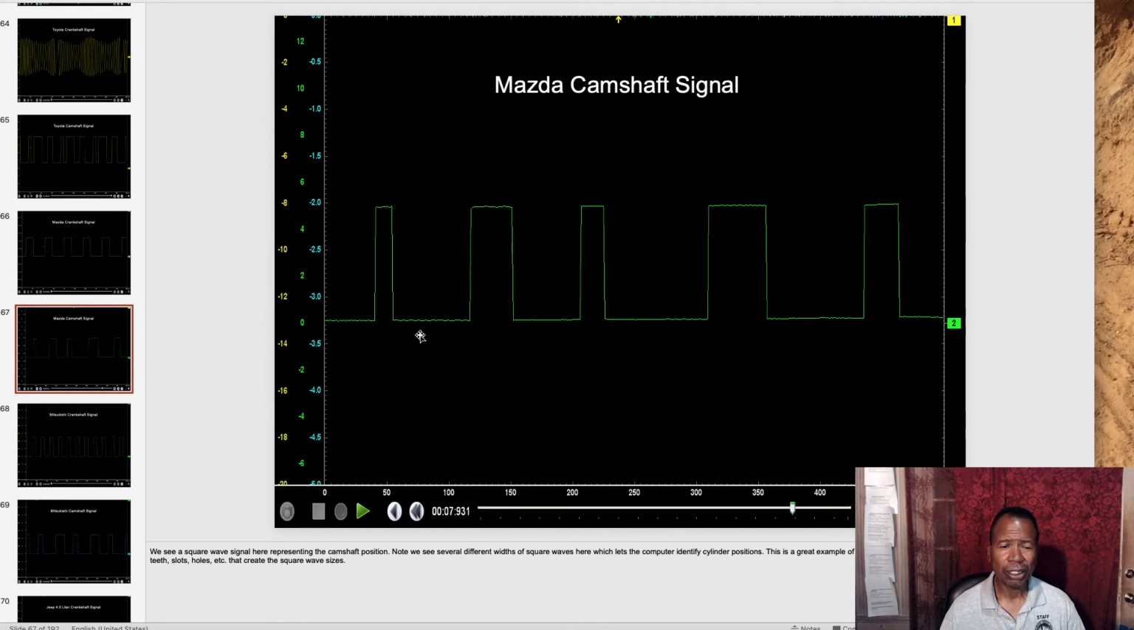Again, this is a known good signal. I got 0 up to about 5 volts, pull back to ground, and a repetitive signal that just repeats itself.